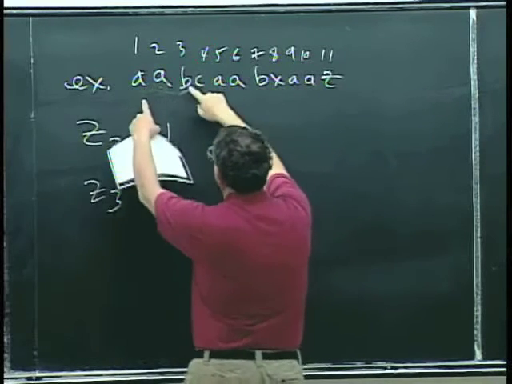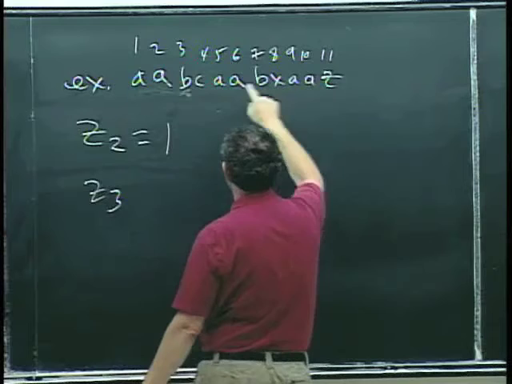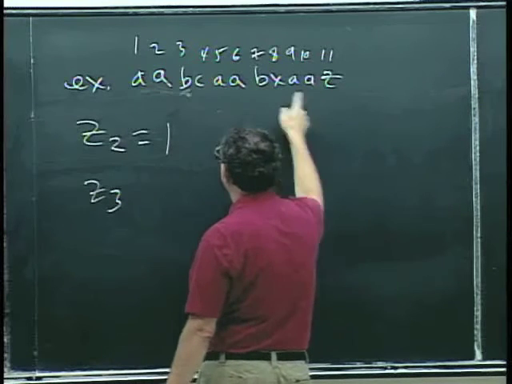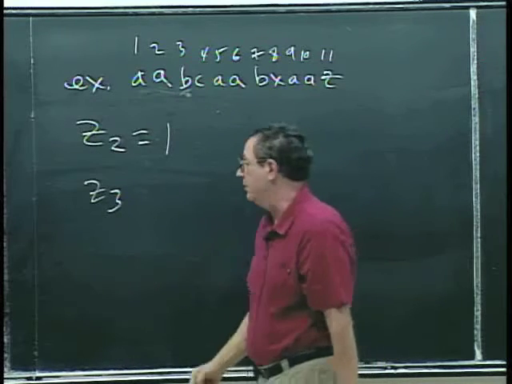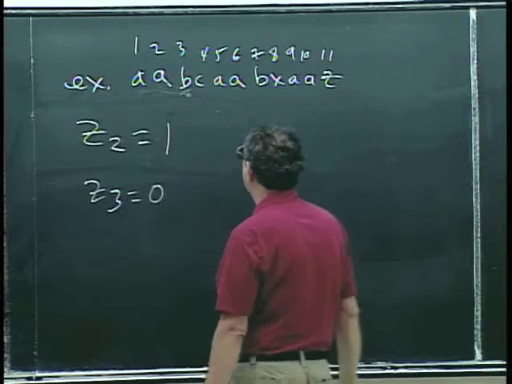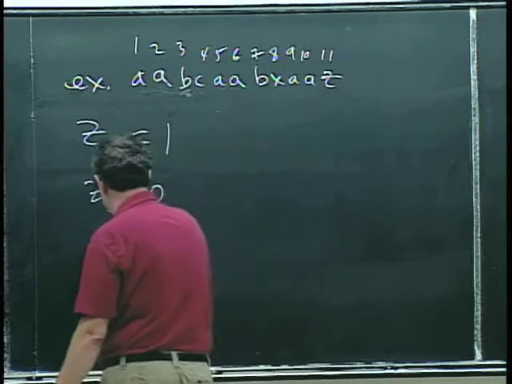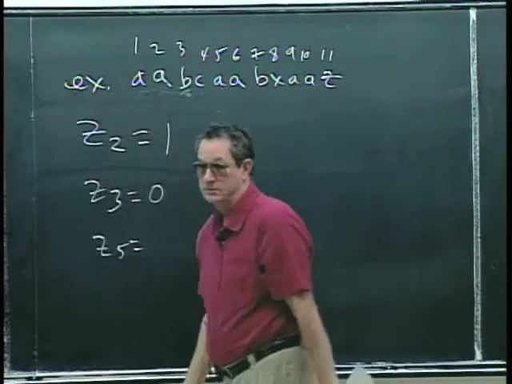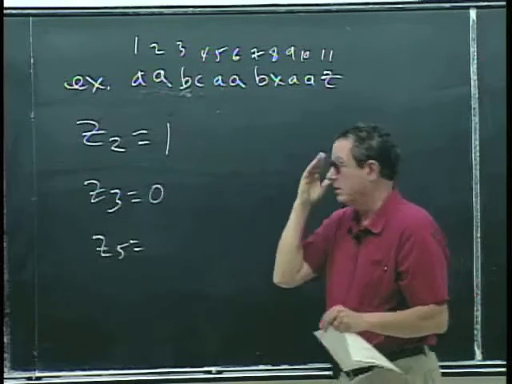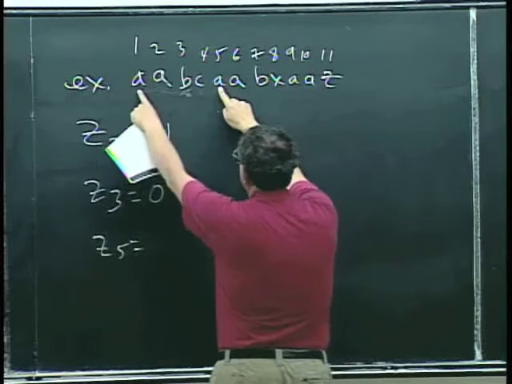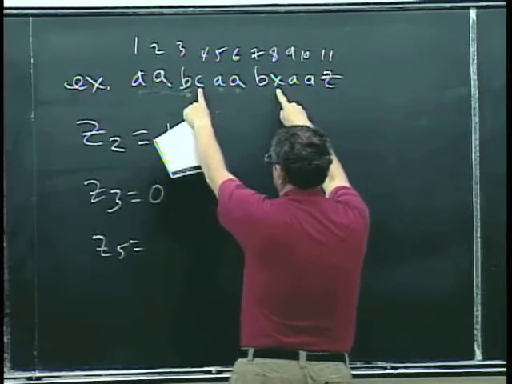And so position 3 is here, and the longest substring starting at 3 that matches a prefix, well, it doesn't match. So that's length 0. Okay? Z4 is 0. What about Z5? 3. Because A matches A matches A, B matches B, but C and X don't match. So that's 3.